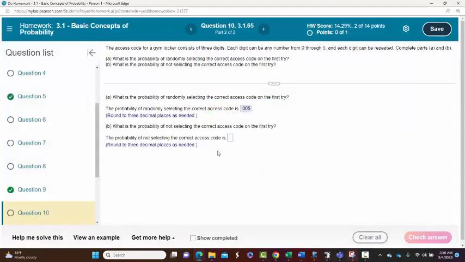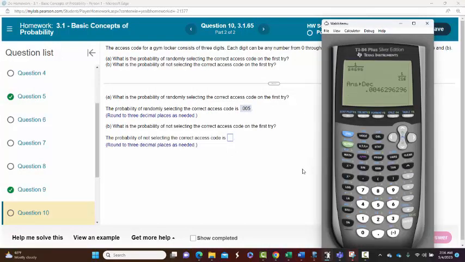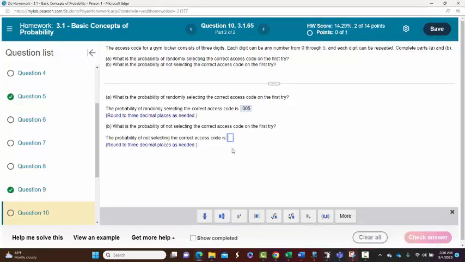Excellent. Probability of not guessing it correctly would be 1 minus 0.005. Oh, the wrong minus. Pay attention to what I'm doing here. 0.995.